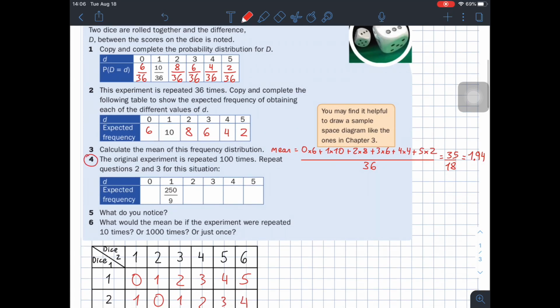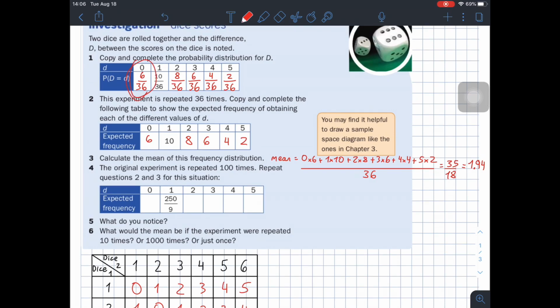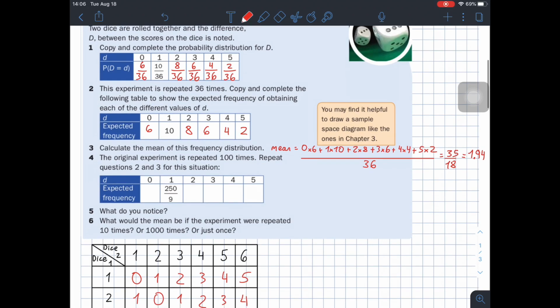For number 4, it says, the original experiment is now repeated 100 times. Repeat the questions 2 and 3 for this situation. Okay, so we have the probability, right? So if I throw this 100 times, now I will have to multiply each of these probabilities by 100 instead of by 36, okay? So that's exactly what I'm going to do. I'm going to multiply all of this by 100.